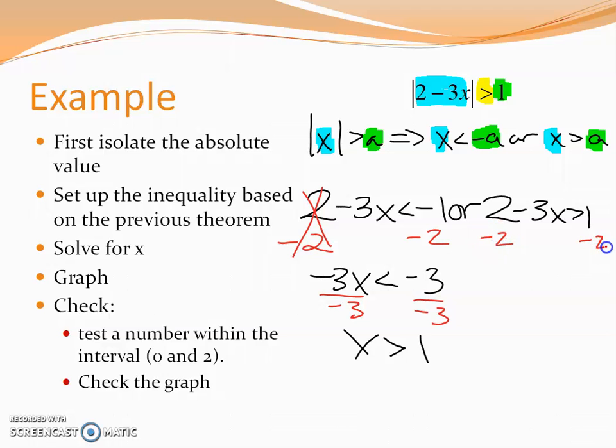Again, I need to subtract 2 on both sides. Gives me a negative 3x is greater than a negative 1. Divide both sides by negative 3. And I end up with x is, again, we have to flip the sign, less than a positive 1/3.